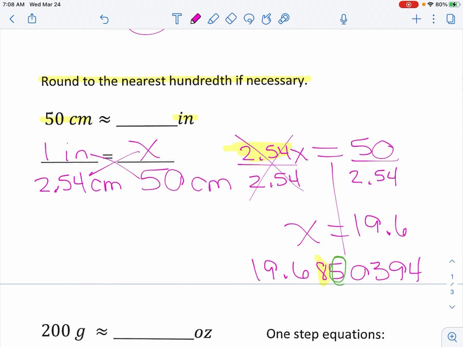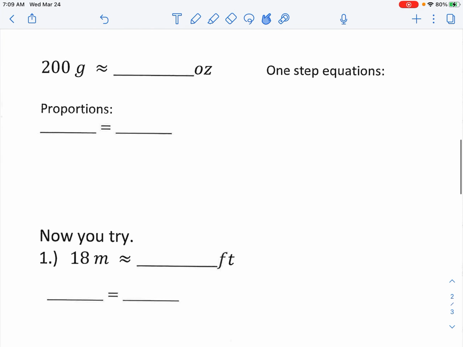So my answer would be 19.69. So I'm going to write my answer in the line. 50 centimeters is about 19.69 inches.